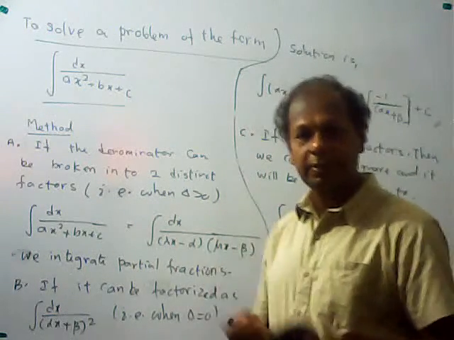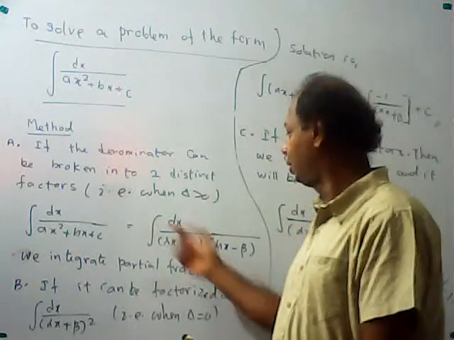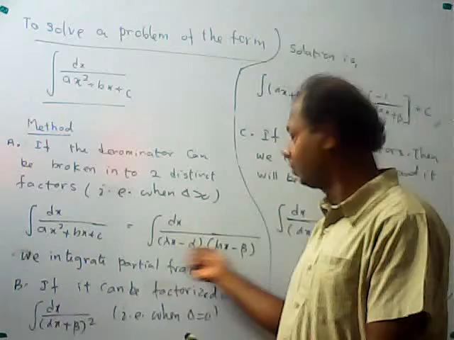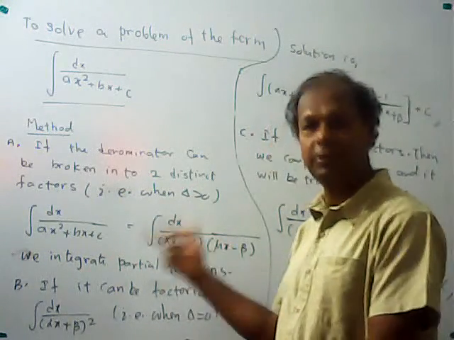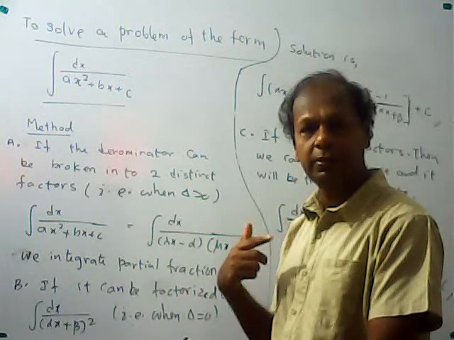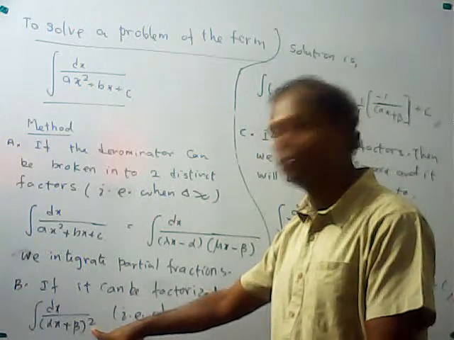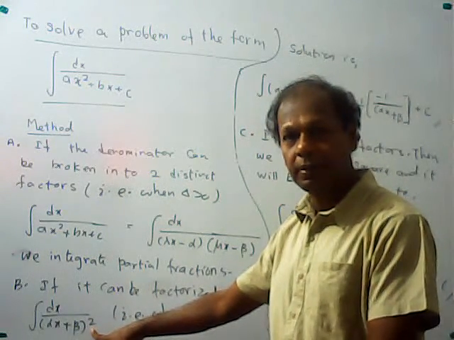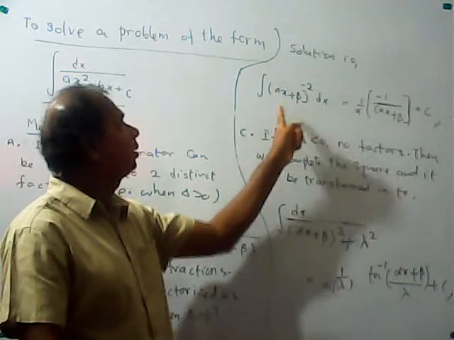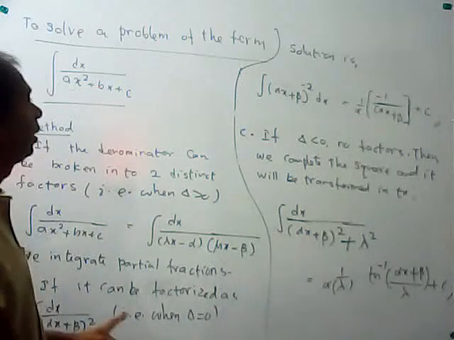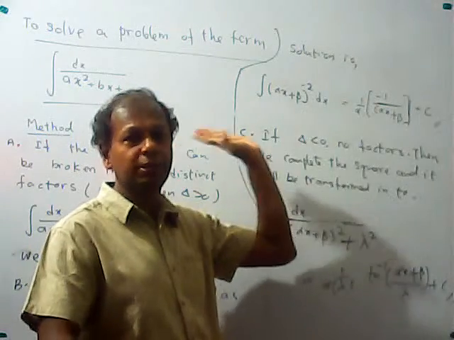So three possible cases. When delta is greater than 0, you will see factors easily. Then you will factorize the denominator, two distinct factors, then find partial fractions, then use partial fractions to integrate, right? In the case where delta is equal to 0, it will be transformed into a perfect square here. When you find a perfect square, you can easily integrate. Take it to the power minus 2, then add 1 and divide by that. You know how to integrate that, right?